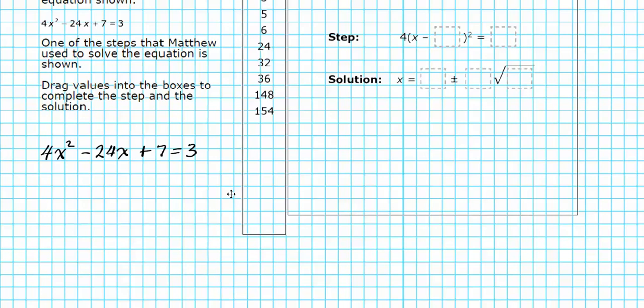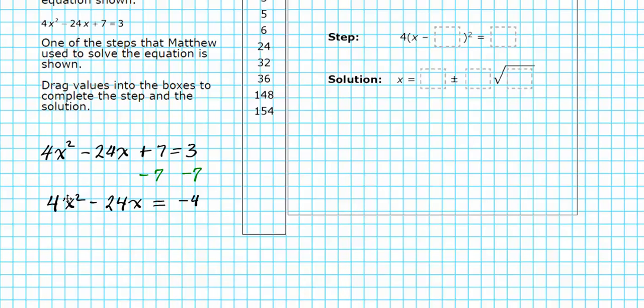So first thing you want to do is create an incomplete square, okay? And then you complete that square. To create an incomplete square, we only need variable terms on the left side. So we subtract 7 from both sides of the equation, and we're left with 4x squared minus 24x equals 3 minus 7, which is negative 4.